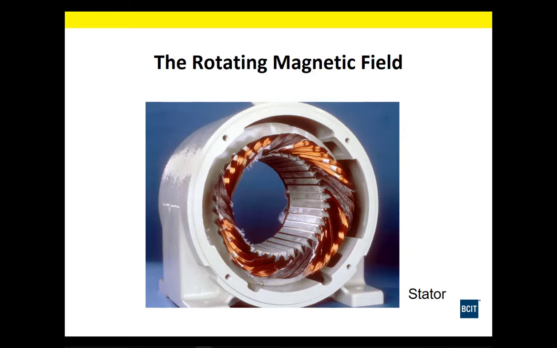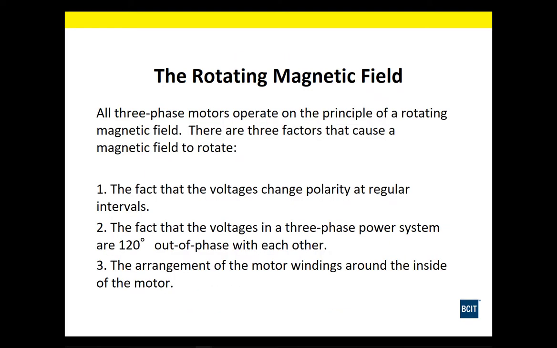The rotating magnetic field. All three-phase motors operate on the principle of a rotating magnetic field. There are three factors that cause a magnetic field to rotate. First, the voltages change polarity at regular intervals. Second, the voltages in a three-phase power system are 120 degrees out of phase with each other. And third, the arrangement of the motor windings around the inside of the motor.